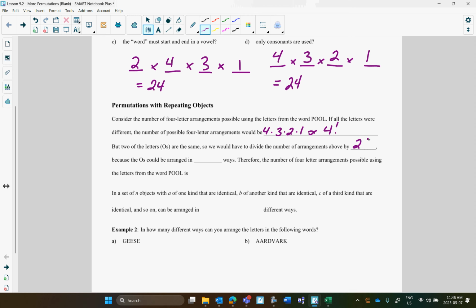Technically, I divide by 2 factorial. Because how many different ways can I arrange 2 O's? 2 ways, right? Or 2 times 1. Like if you think about it, if I had O and O, I could put one of the O's in the first position, so I have 2 choices, and then there's only 1 choice for the other one. So it's 2 factorial. Because the O's can be arranged in 2 different ways.